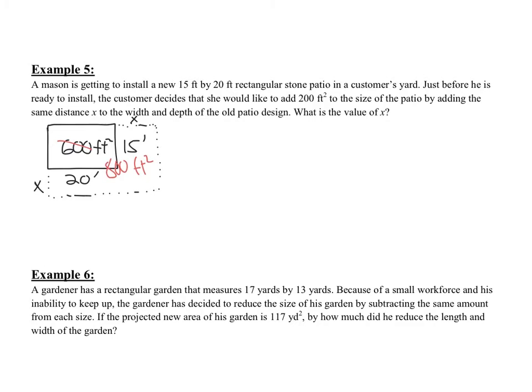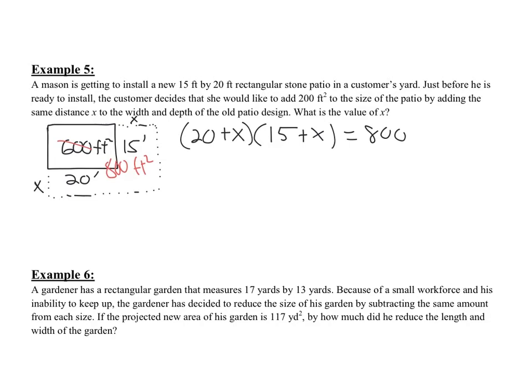And I do know that if I started with 20 feet and I added x feet to it, my new length is going to be 20 plus x. And if I started my width with 15 feet and I added x to it, my new width is going to be 15 plus x, and that's now going to be equal to my new area, 800 square feet. And that 800 again came from the old area 600 and adding 200 more.